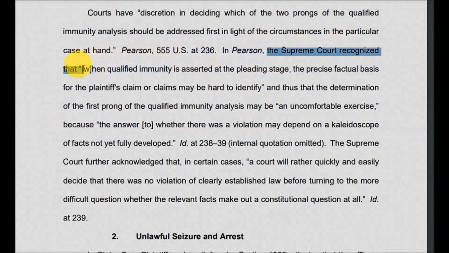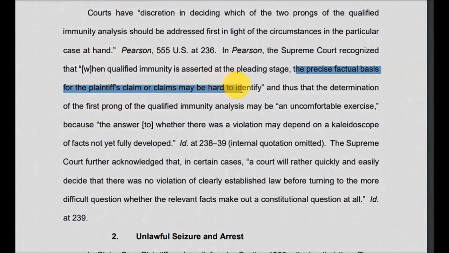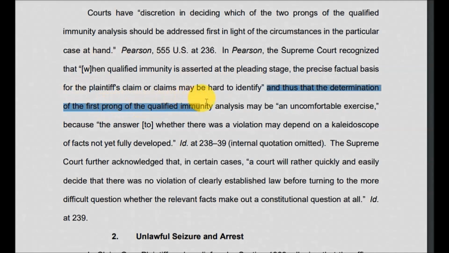The Supreme Court recognized that when qualified immunity is asserted at the pleading stage, the precise factual basis for the plaintiff's claim or claims may be hard to identify, and thus the determination of the first prong of the qualified immunity analysis may be an uncomfortable exercise. Meaning, if they invoke qualified immunity at a certain stage of the case, it will be uncomfortable for them to proceed unless they first identify that they don't have it or have it. Then they proceed, because if they do have qualified immunity, then there's no need to start doing discovery.